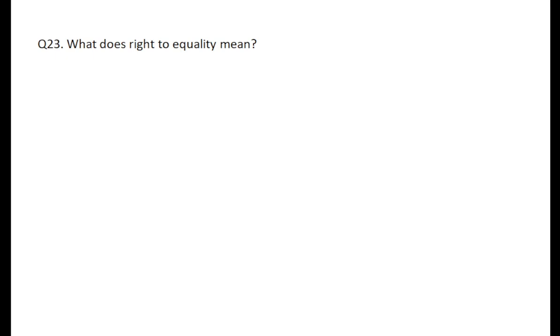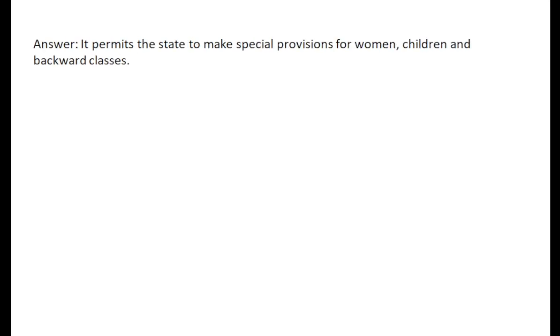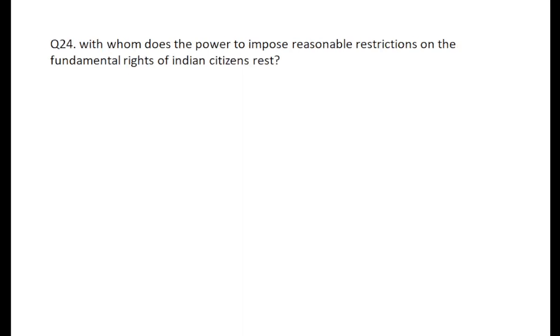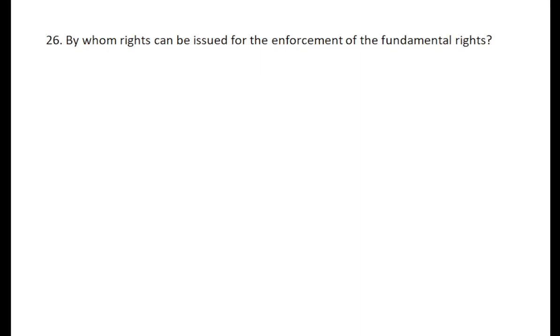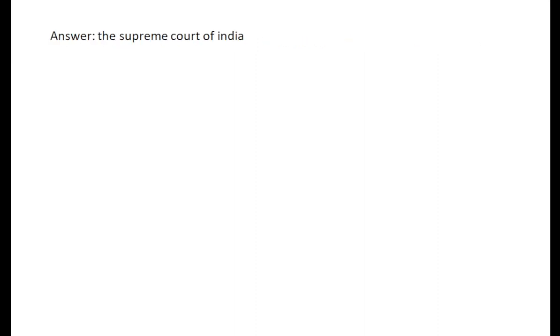What does right to equality mean? It permits the state to make special provisions for women, children, and backward classes. With whom does the power to impose reasonable restrictions on the fundamental rights of Indian citizens rest? The Parliament. At present, right to property is a legal right. By whom can writs be issued for the enforcement of the fundamental rights? The Supreme Court of India.